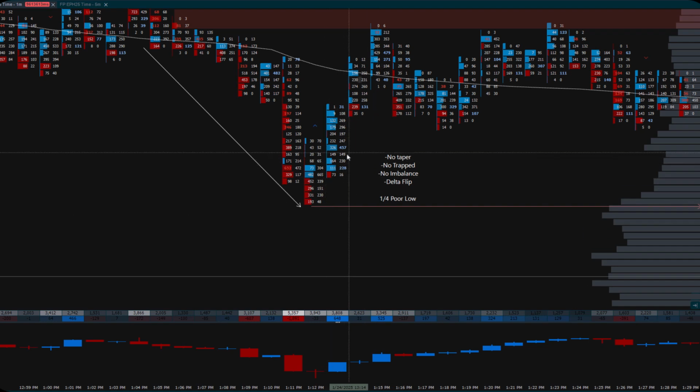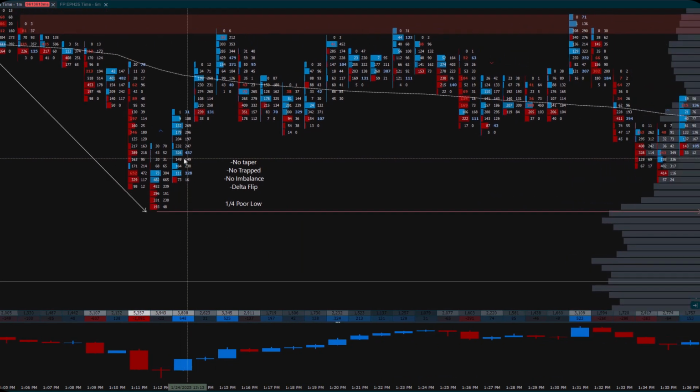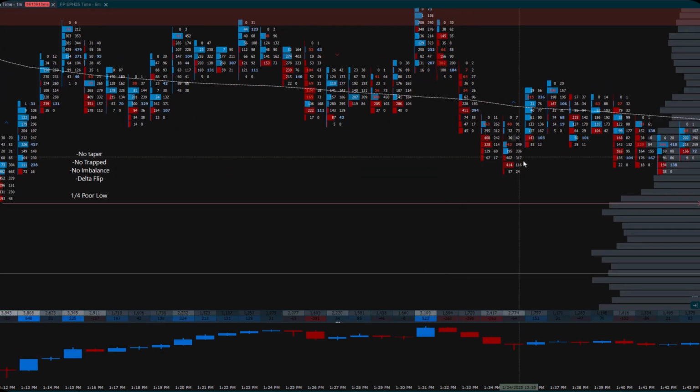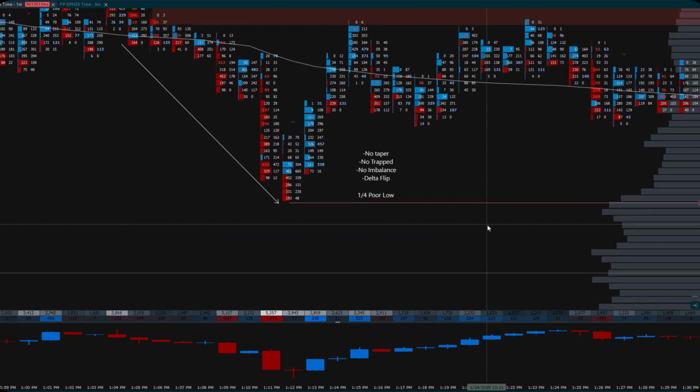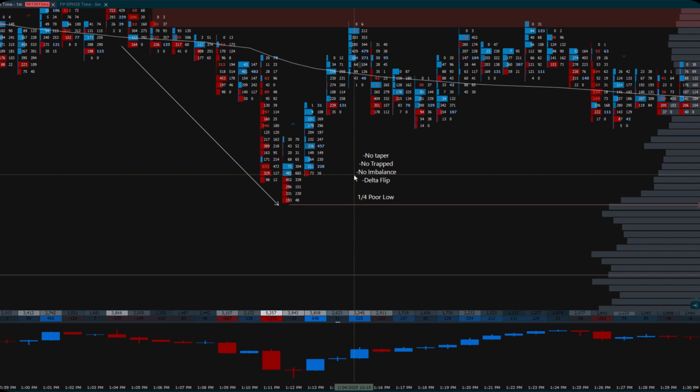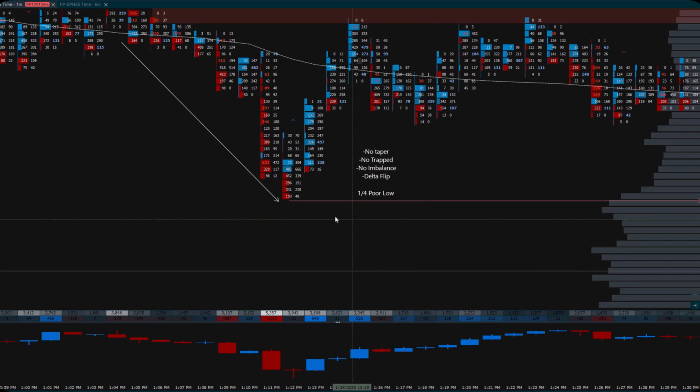So I went long, I think it was 36 halves. I went long here and ended up going break even, getting stopped out here. But I knew it was risky because of this. We didn't taper in the volume over here. We didn't taper. We had no trapped. You don't see a 0 here. Obviously this negative delta, they're going to have to flatten their trades, but you want to see a 0 down here to make it strong.